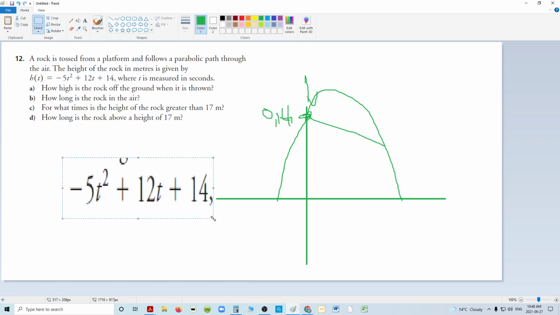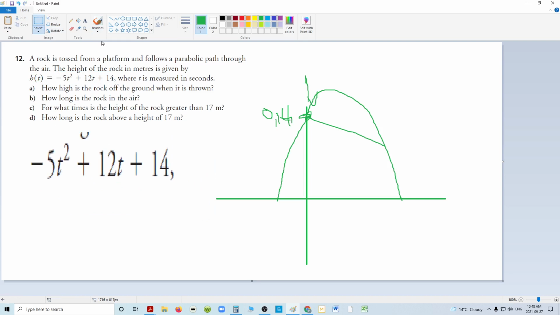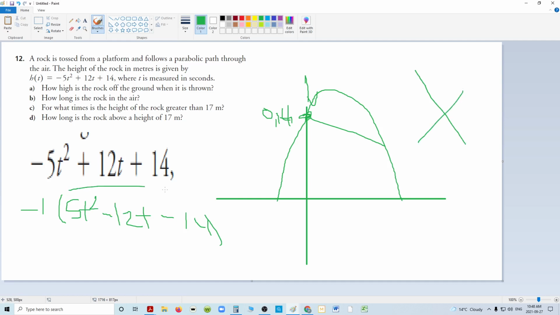So that means we have to factor this, and we pretty much are going to use traditional methods, I think, because a number can't be factored out of each of them. If you want to make it a little easier on yourself, you can put minus 1 out of it, and you're left with 5t squared minus 12t minus 14. So you're looking for when a number multiplies out to minus 70 and adds up to minus 12.